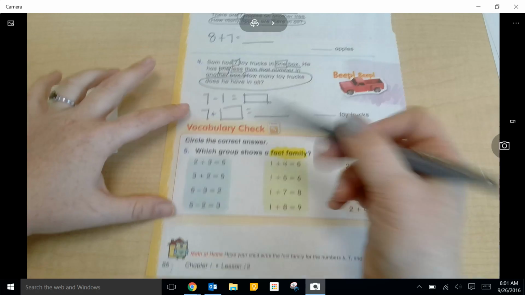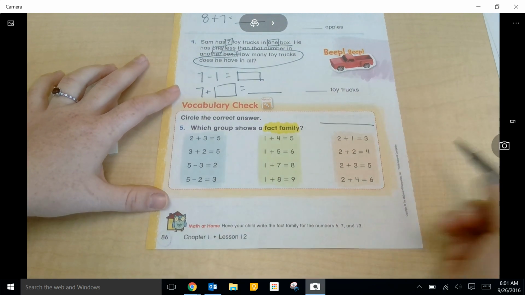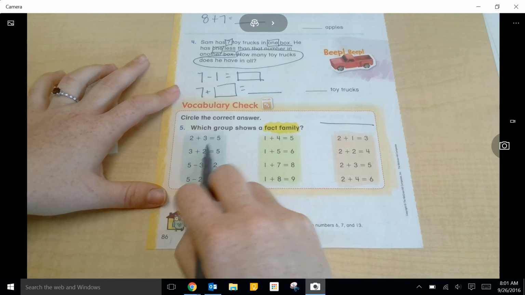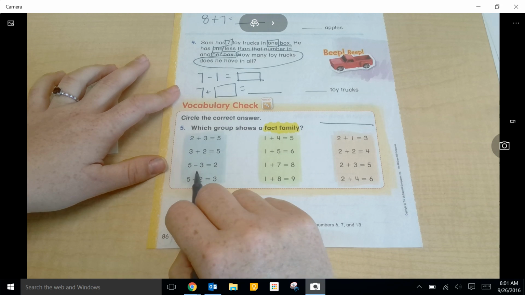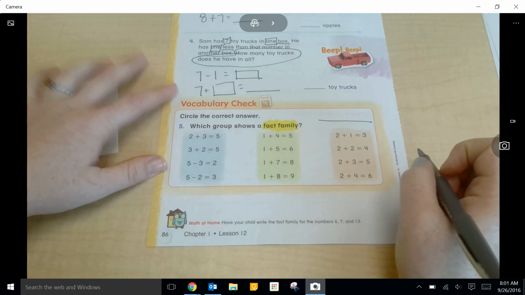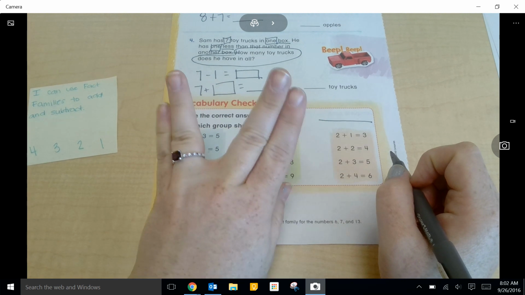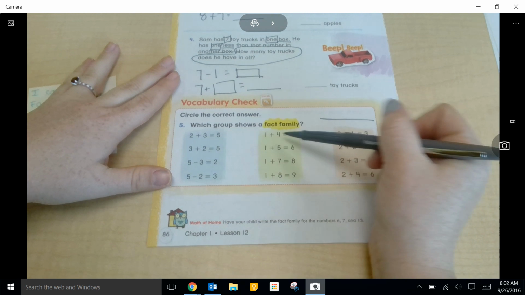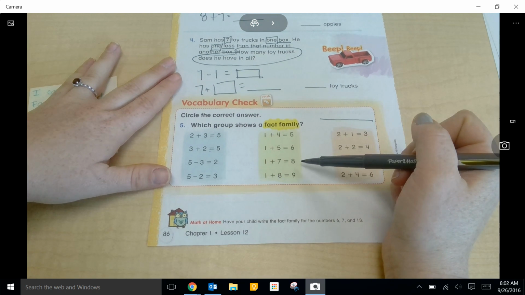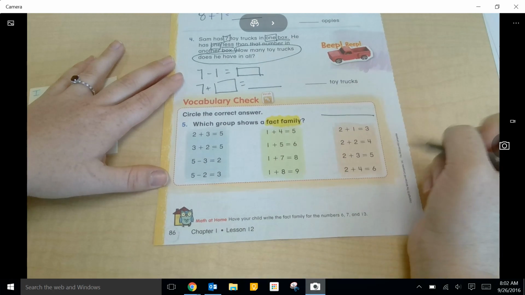All right. Number 5, this is where your parent is going to initial your homework for the dojo point. It says, which group shows a fact family? Which group? 2 plus 3 equals 5, 3 plus 2 equals 5, 5 minus 2 equals 3, 5 minus 3 equals 2. Or, remember, a fact family has 3 numbers that make up 4 number sentences. 2 addition, 2 subtraction. Or is it 1 plus 4 equals 5, 1 plus 5 equals 6, 1 plus 7 equals 8, 1 plus 8 equals 9? That's not a fact family.